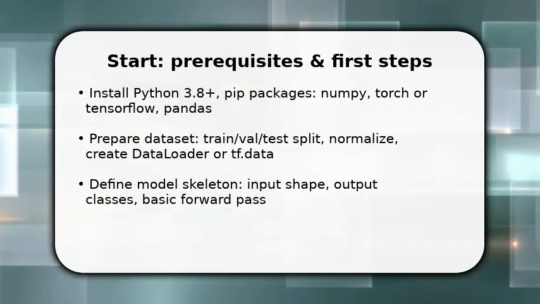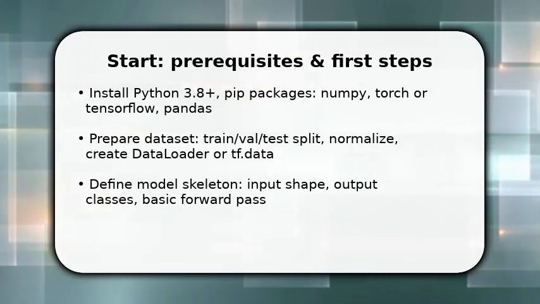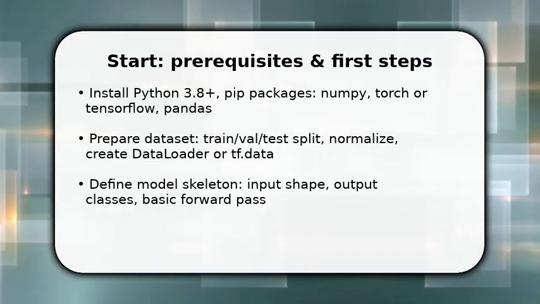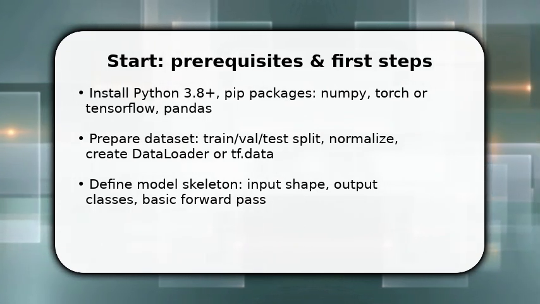Now define a lightweight model skeleton with explicit input shape and output classes. Start with a single hidden layer or simple CNN. This gets you running fast and lets you iterate on architecture and data handling without losing time on peripherals.